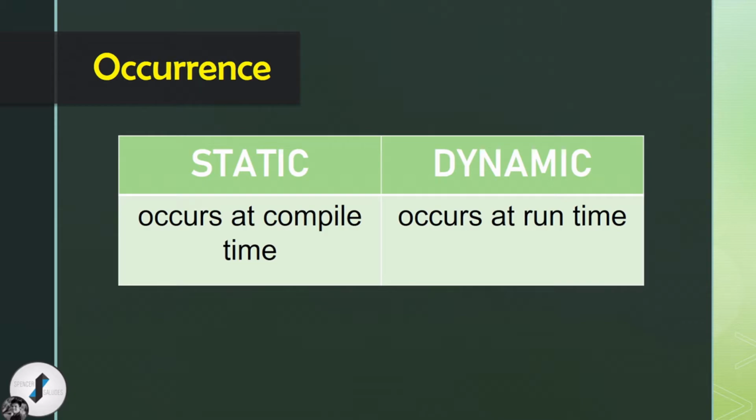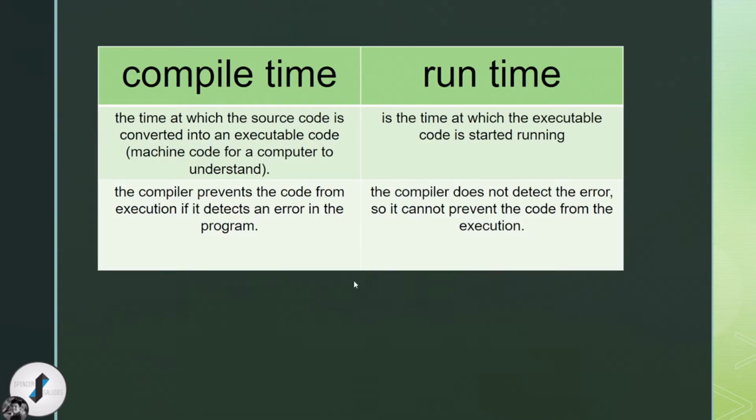What is compile time and runtime? Compile time is the time at which the source code is converted into an executable code. So, yung source code is kino-convert siya, tinatranslate siya into a machine code for the computer to understand. While the runtime is the time at which the executable code is started running. Yung executable ay tinatakbo mo na siya. Doon nag-o-occur yung dynamic polymorphism.